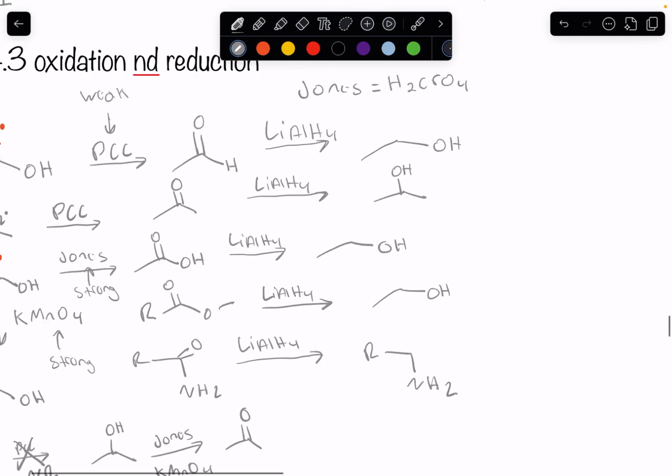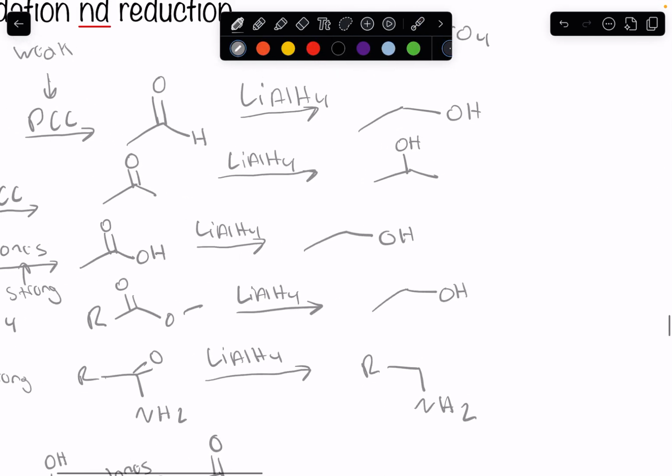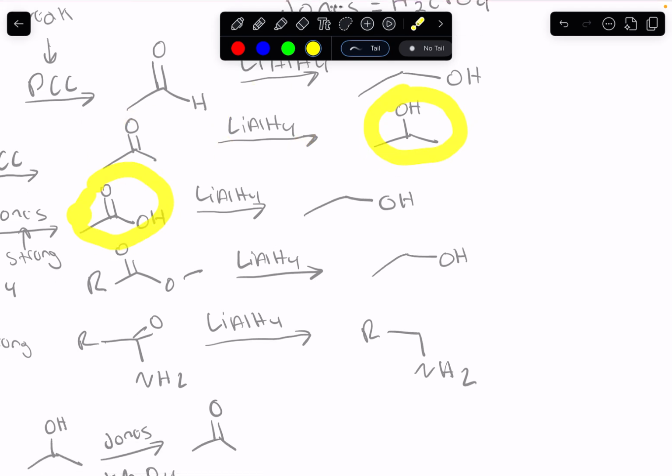And then for reducing agents, these are pretty much what you need to know. I'll just talk through it. So if you have an aldehyde, and this is your reducing agent, LiAlH4, okay? If you have an aldehyde with LiAlH4, primary alcohol. If you have a ketone with LiAlH4, secondary alcohol. If you have an acid group with LiAlH4, primary alcohol.